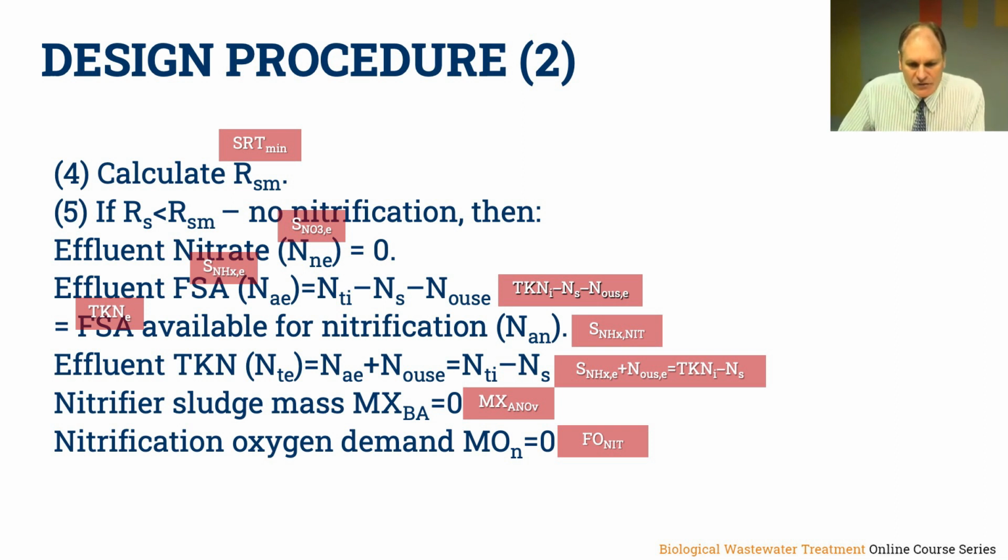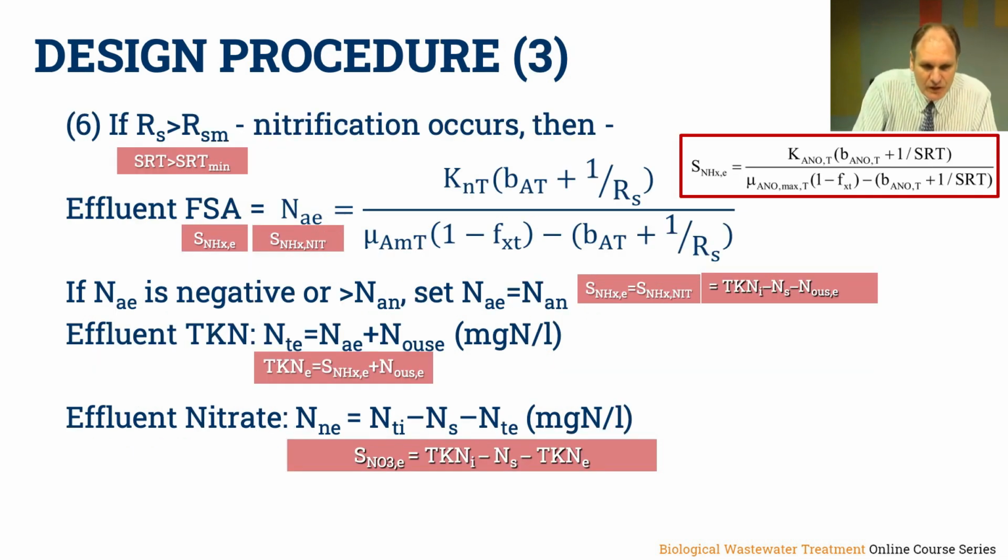The effluent TKN concentration then would be the effluent ammonia concentration plus the unbiodegradable dissolved organic nitrogen, which would simply be equal to the influent TKN concentration minus that nitrogen concentration that is required for heterotrophic organism sludge production. If there is no nitrification, of course the nitrifier biomass would be zero, and the nitrification oxygen demand also would be zero. On the other hand, if the sludge age of the system is longer than the minimum for nitrification, then nitrification will take place.